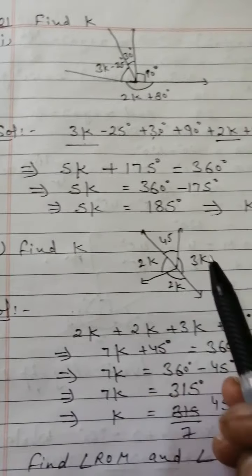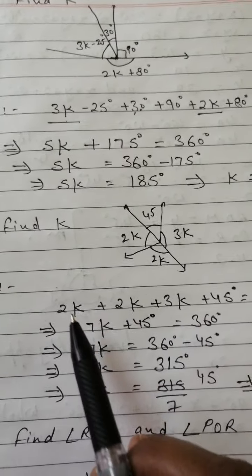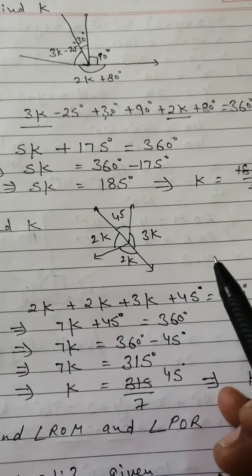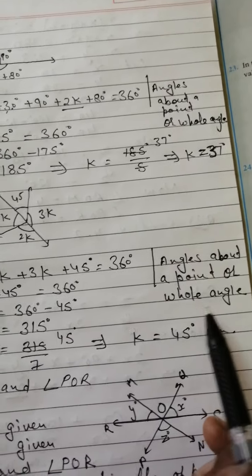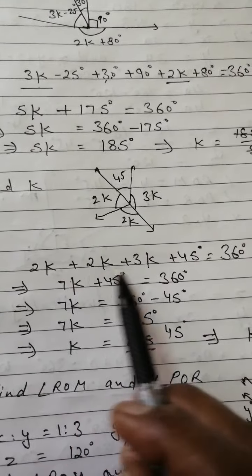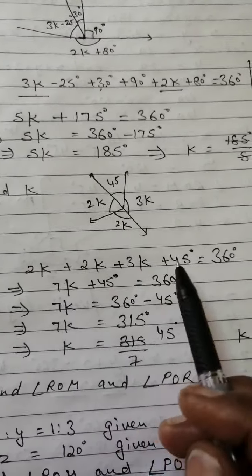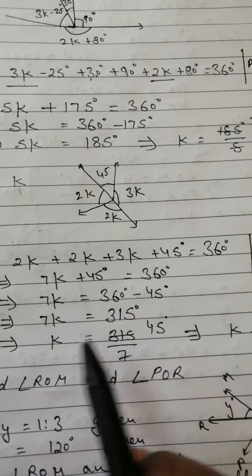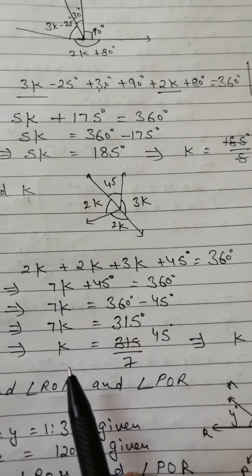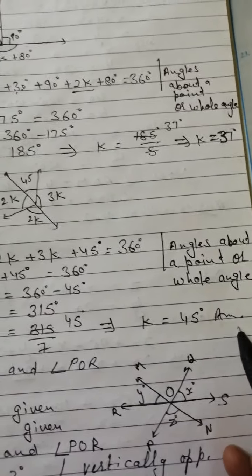Now the second part, all the angles are given. 2K plus 2K plus 3K plus 45 is 360 degrees. Angles about a point make a whole angle. This becomes 7K plus 45 equals 360 degrees. 7K is 360 minus 45, so 7K is 315. K is equal to 45 degrees, answer.